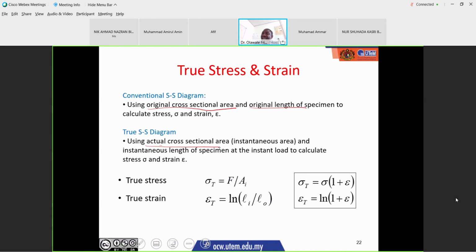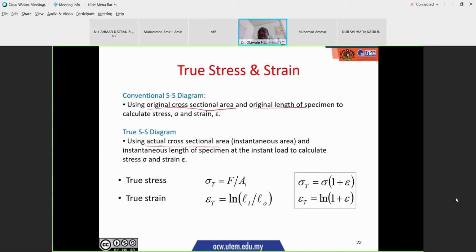That is the area at instant load, and your instantaneous length, the length at instant load. For example, length at 10 Newton, you measure. When you get to 20 Newton, you measure the length.